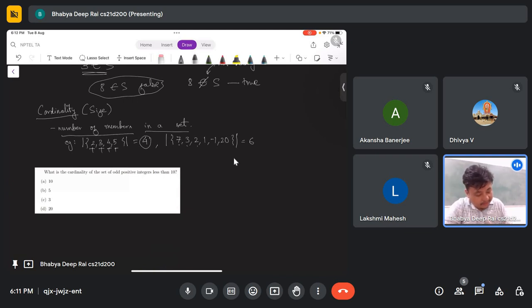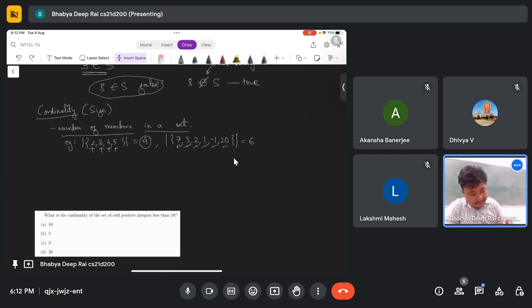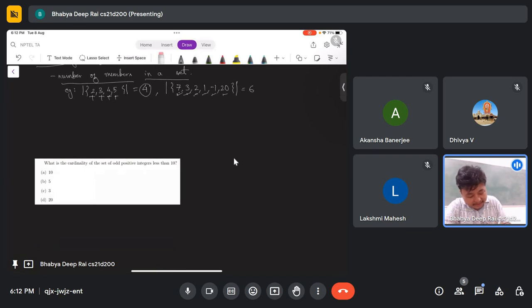And 7, 3, 2, 1, minus 120. What is the cardinality here? 1, 2, 3, 4, 5, 6. So there are 6 elements out here, so the cardinality is 6. Now I'd like to ask a question. Tell me the cardinality of this set, which is represented by these 2 lines to the left and right. Tell me the cardinality of this set. A is equal to {2, 3, 5, 3, 8, 7, 8}.